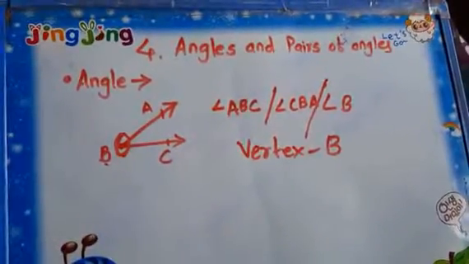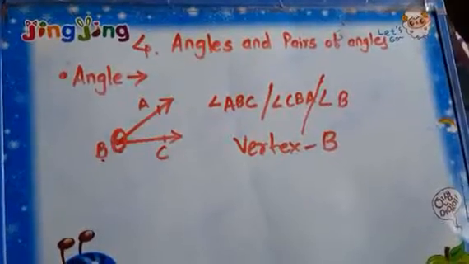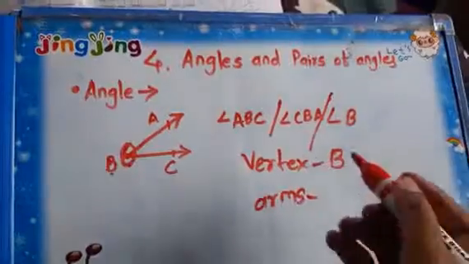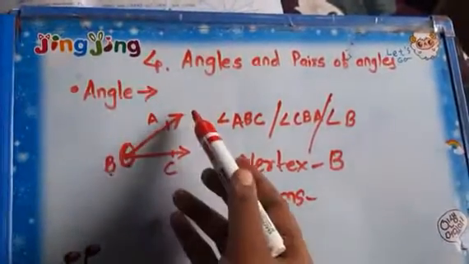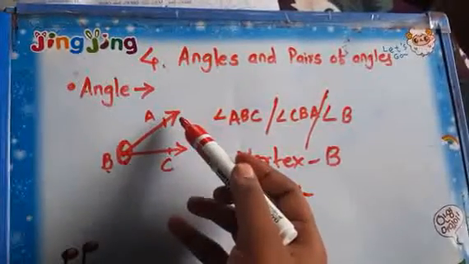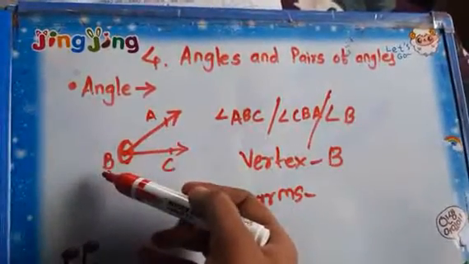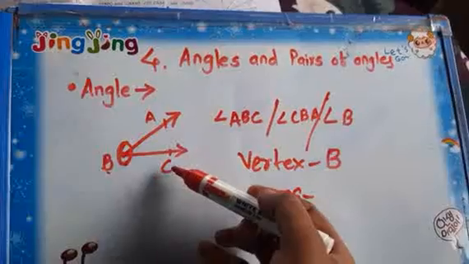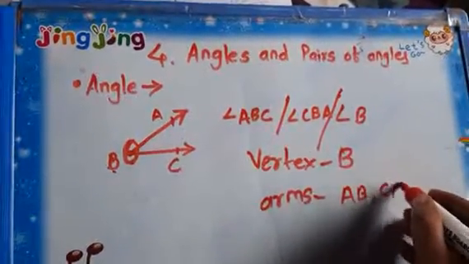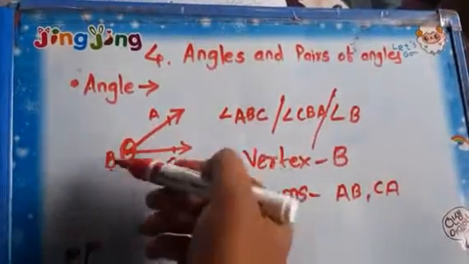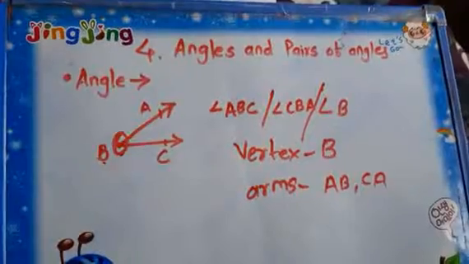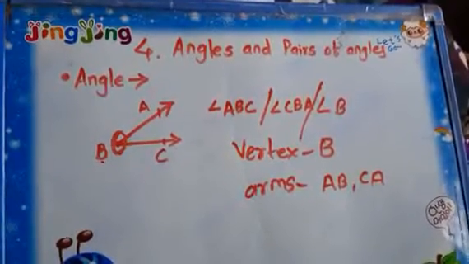Next is, write the name of its arms. Arms means the rays which are forming the angle. So which rays are forming the angle? First is this one and second is this one. So we can write the names of its arms are ray AB and ray BC. So arms are AB and CB. Next is, write the names of the points marked on its arms.